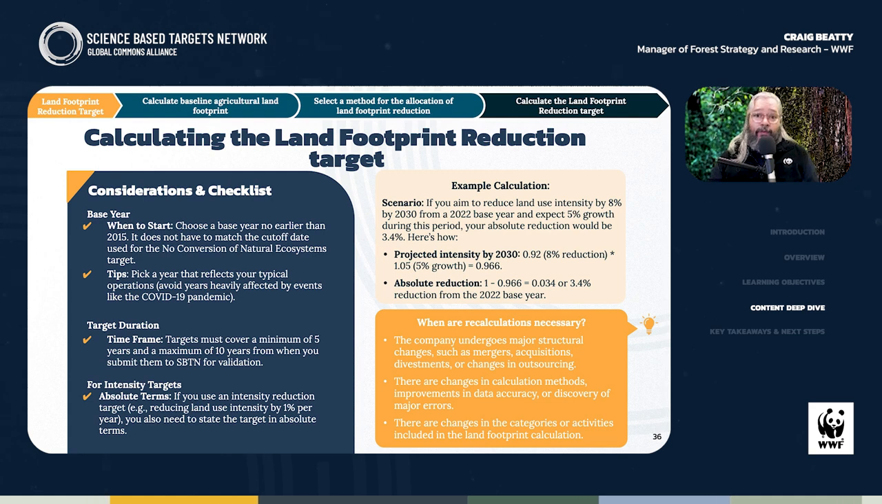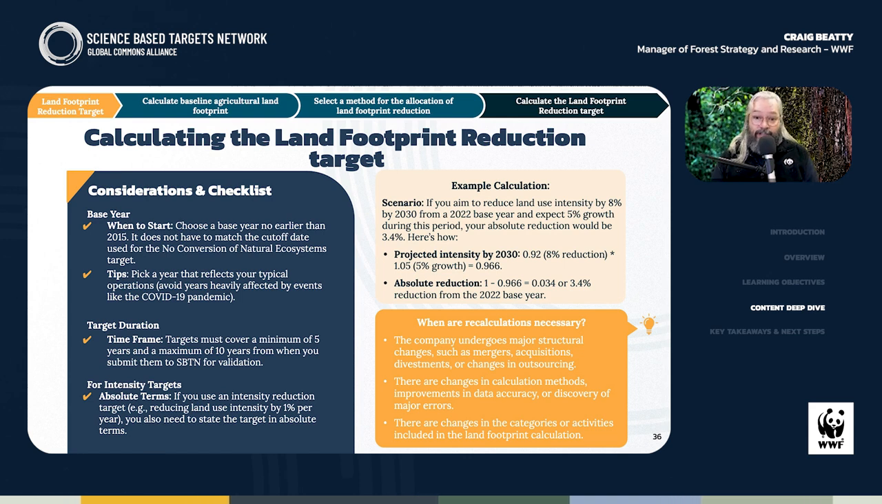Once you have selected the preferred allocation method, there are other vital considerations to think about before setting your target. There is a need to select a base year and the duration of the target. You should choose a base year no earlier than 2015, and please note that it does not have to match the cutoff date used for the no conversion of natural ecosystems target. As a recommendation, pick a year that reflects your typical operations. Avoid years heavily affected by events like the COVID-19 pandemic.